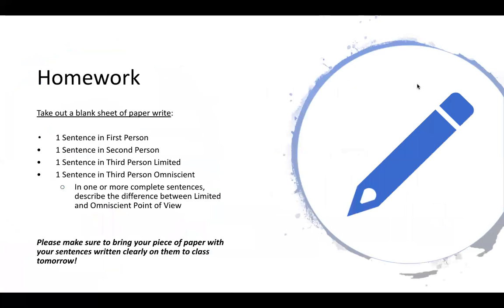So your homework here is to take out a blank sheet of paper, different from the quiz, and you are going to write one sentence in first person, one sentence in second person, one sentence in third person limited, one sentence in third person omniscient, and in one or more complete sentences, you are going to describe the difference between limited and omniscient point of view. Please make sure to use complete sentences and bring your piece of paper with your sentences written clearly on it to class tomorrow. Thank you.